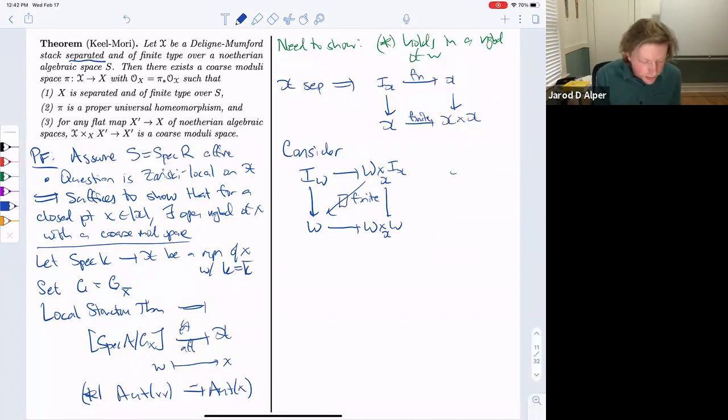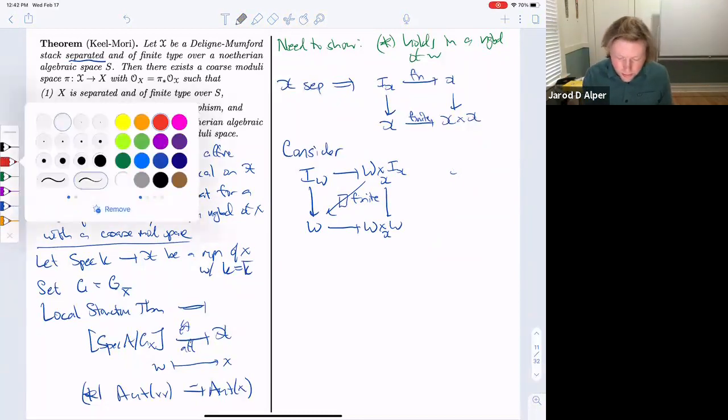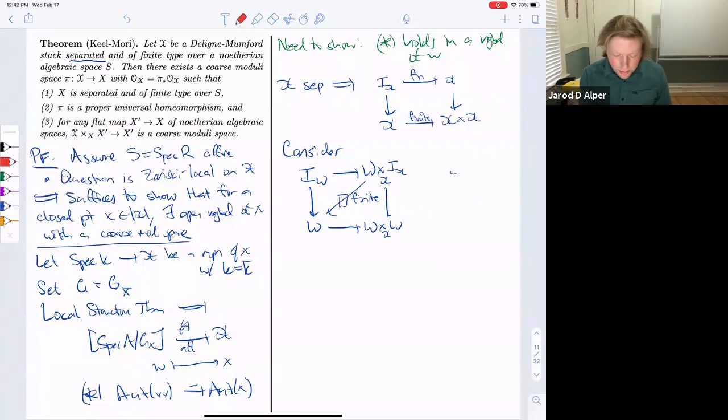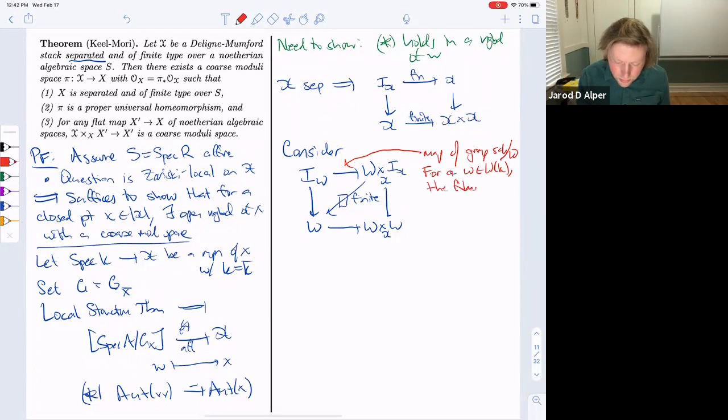So I should point out two things. First, let me spell out what this map is really doing. This is a relative map, a map of group schemes over W, such that for a geometric point, the fiber is the induced map on automorphisms. So this is sort of the right map to study.